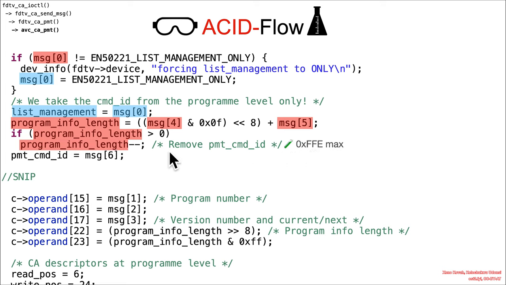So the practical maximum value that this program info length can have is FFE, because this could be FF, and this could be FF as well, but because it's ANDed with 0F, it's going to turn into just 0F. And so 0F, FF, and then minus minus means FFE is the maximum value.